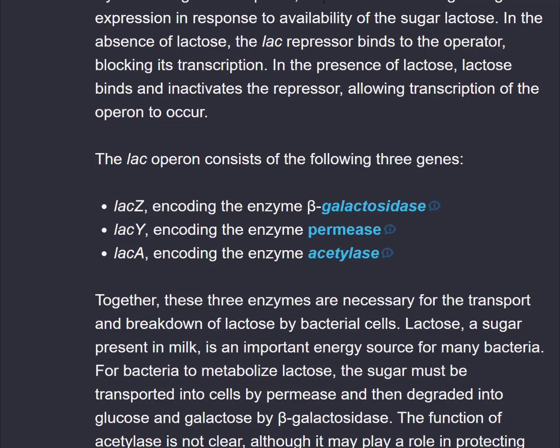And lac-A, encoding the enzyme acetylase. Acetylase is an enzyme produced by the lac-A gene of the lactose or lac operon in bacteria.